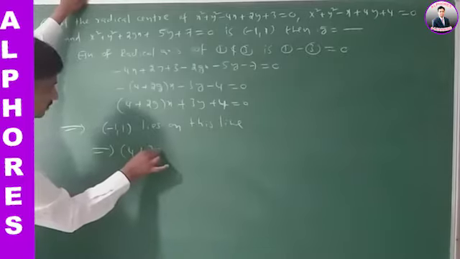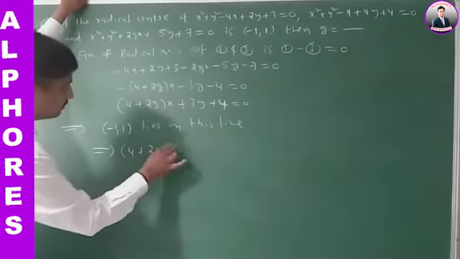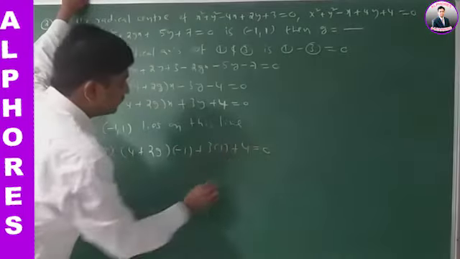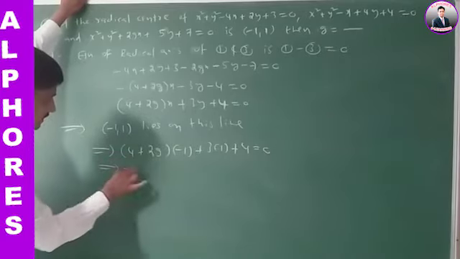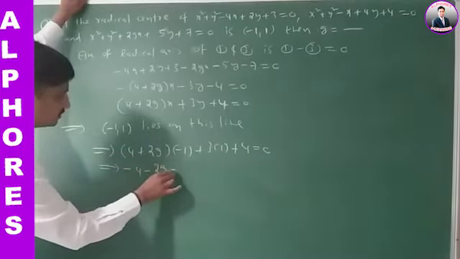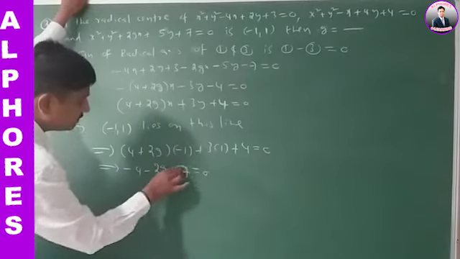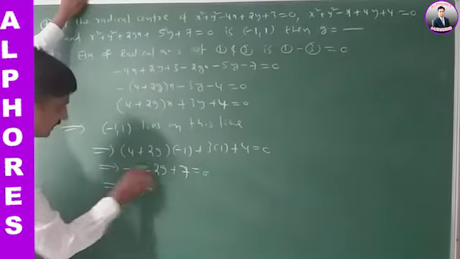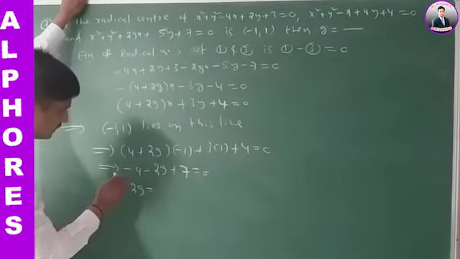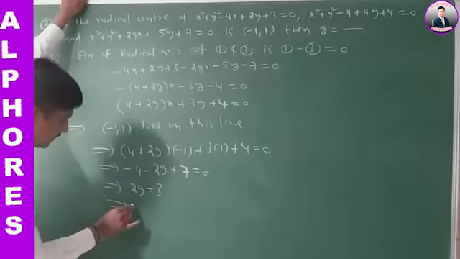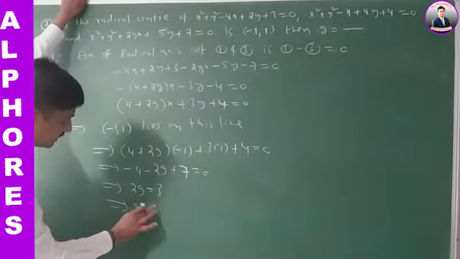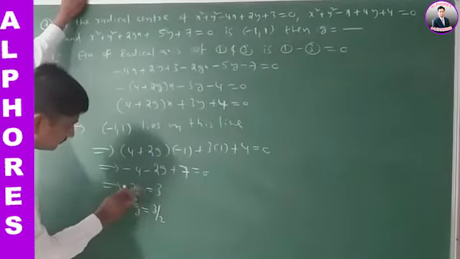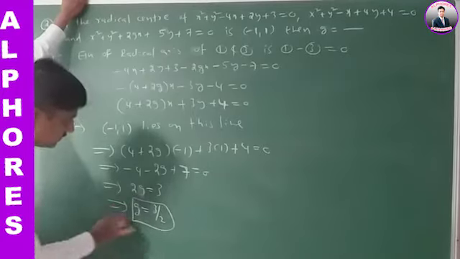4 plus 2g into minus 1 plus 3 into 1 plus 4 equal to 0. Next it is minus 4 minus 2g plus 7. 3 plus 4 is 7. Okay, next it is 2g. 2g equal to, taking the right side, 7 minus 4 is 3. Therefore, the value of g is required. Here g equal to 3 by 2. The value of g equal to 3 by 2.